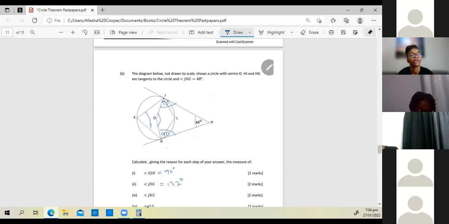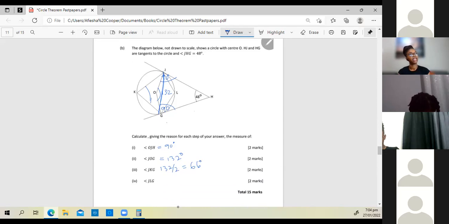So, everybody got that? We know what we're talking about. So this is 132. So of course, same chord, we'll get 132 divided by 2, which is 66 degrees.